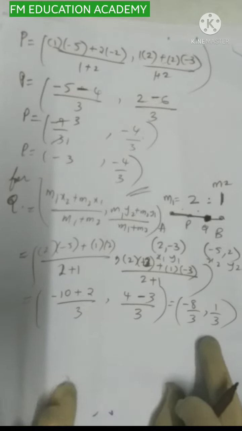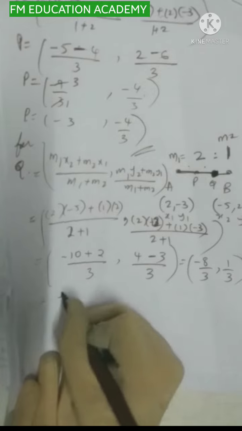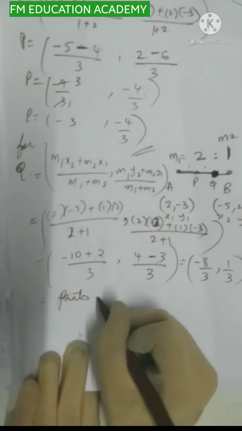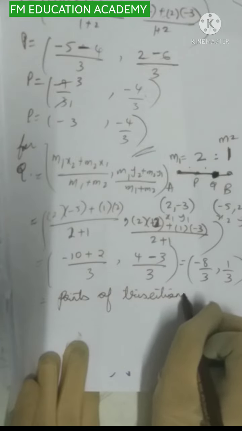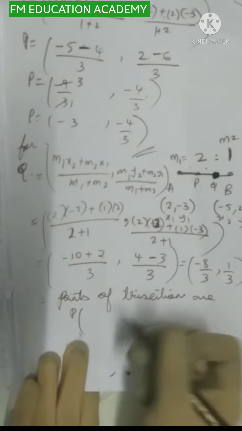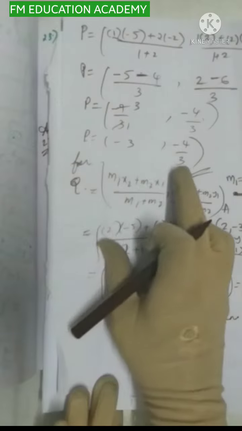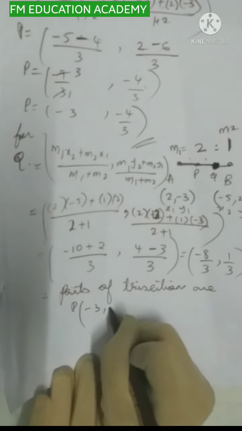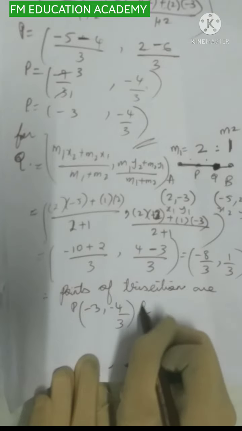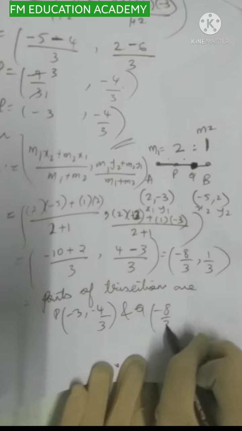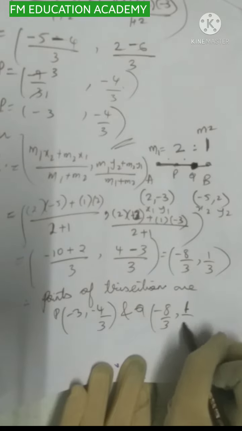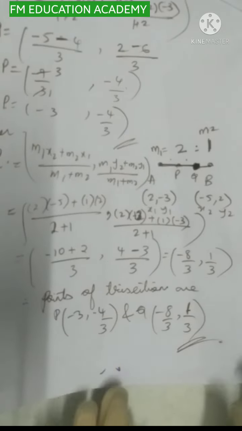So what can we write? Therefore, the points of trisection. In the question you are told to find the points of trisection, right? Points of trisection are P, we get minus 3 comma minus 4 by 3, and Q, minus 8 by 3 comma 1 by 3. This is how we solve points of trisection questions.